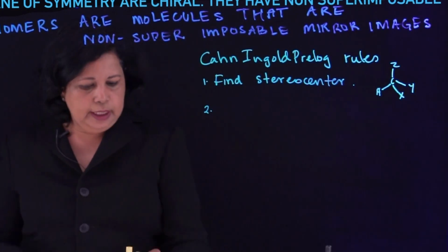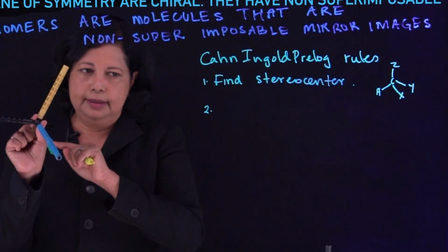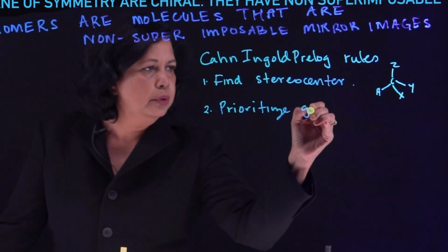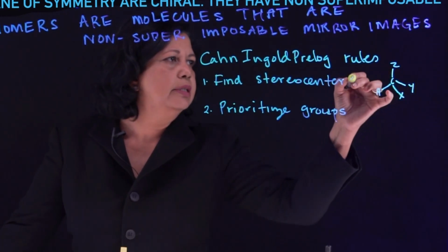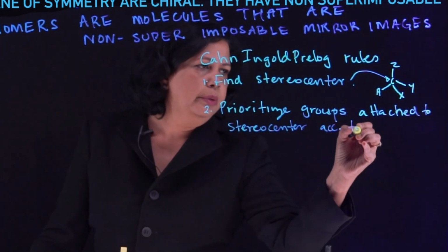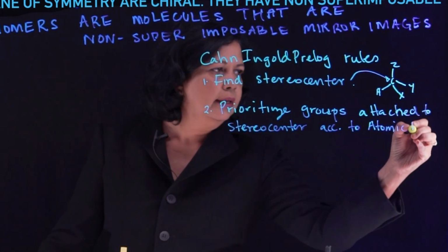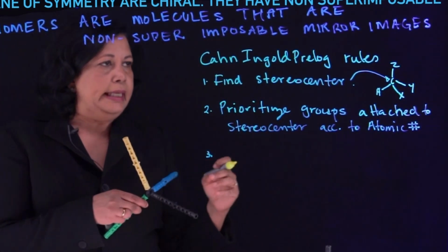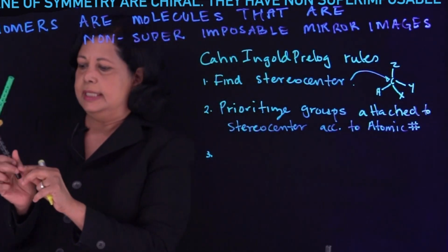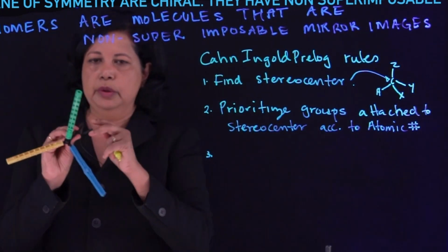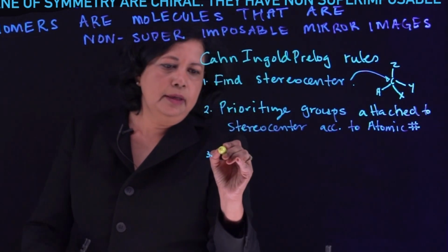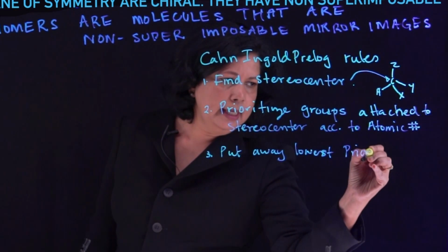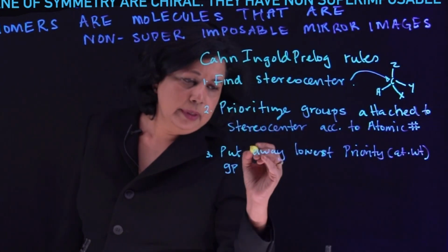Second, look at each one of those atoms that are attached to it and look at the atomic weight. So prioritize the groups attached to that chiral stereocenter according to atomic number. Then we can use that to assign. Third, put the lowest atomic number away from you. Let's say this is a hydrogen and these are halogens. So you will put it away from you. This is important: put the lowest priority group, in this case by atomic weight, away from you.